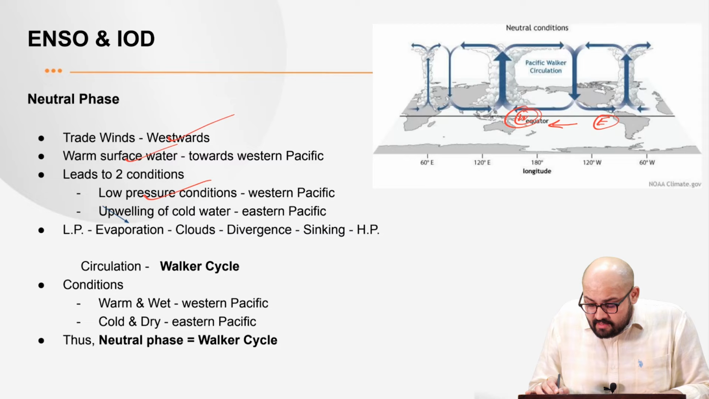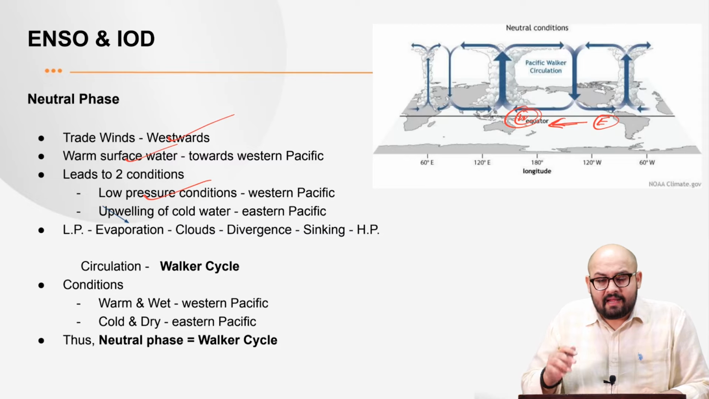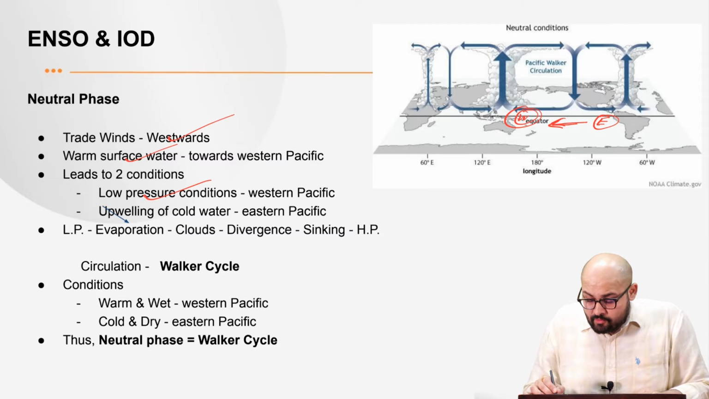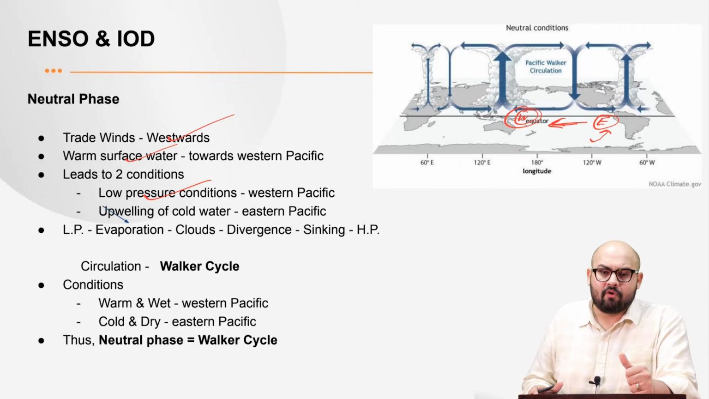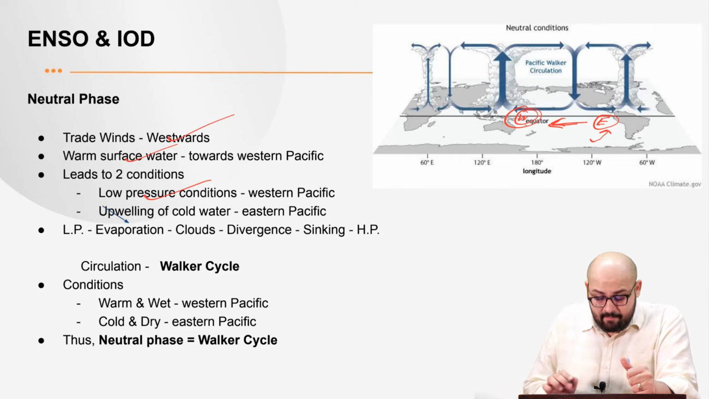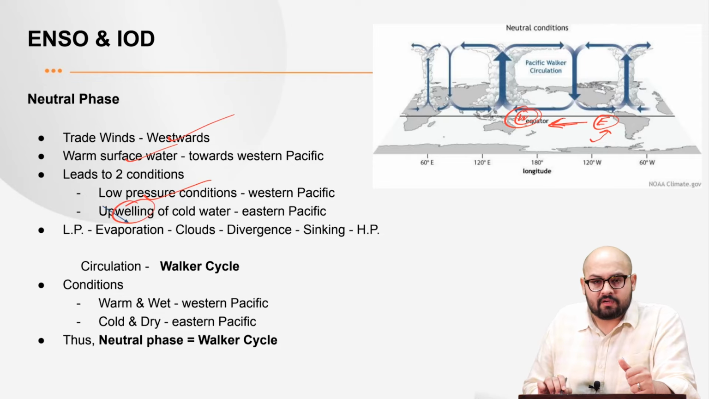Now, if water is actually moving away from the eastern side, it has to be replaced by some other water. So the cold water from deep interiors comes up to replace the warm water. And this phenomenon is known as upwelling of cold water. This happens on the eastern Pacific, right?